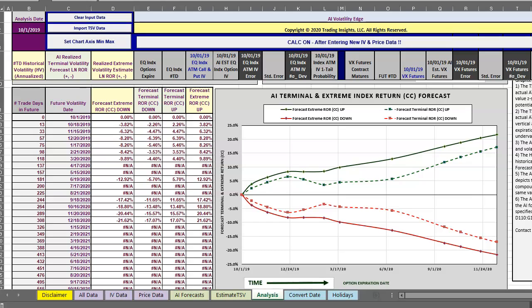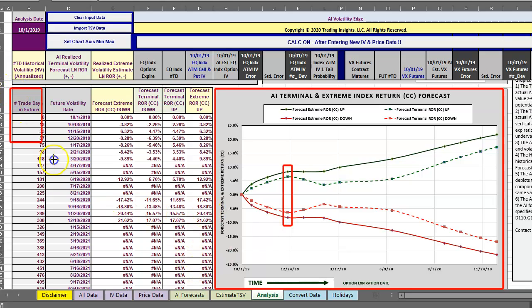All right, let's move on and take a look at the terminal and extreme returns and prices. I showed you this information before on the AI forecasts worksheet, but now we're actually on the analysis worksheet. Each one of these observations corresponds to a specific option or futures contract. And again, what we can see here is the expected range or change in return for the underlying index for each one of these time periods. So we were looking at the December time period to potentially construct a strategy from. We can see the expected price changes listed here.